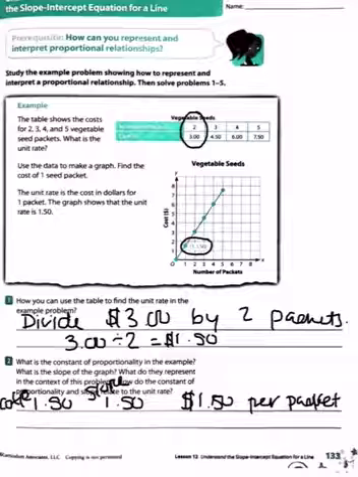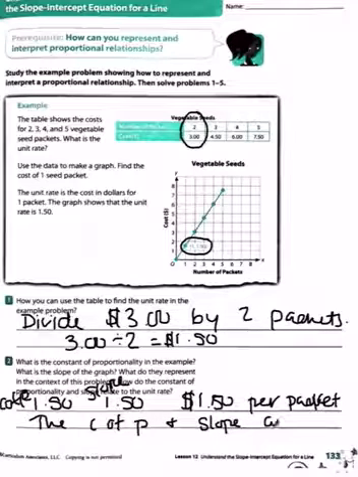It also asks, how do the constant of proportionality and slope relate to the unit rate? The constant of proportionality and the slope are the same as the unit rate.